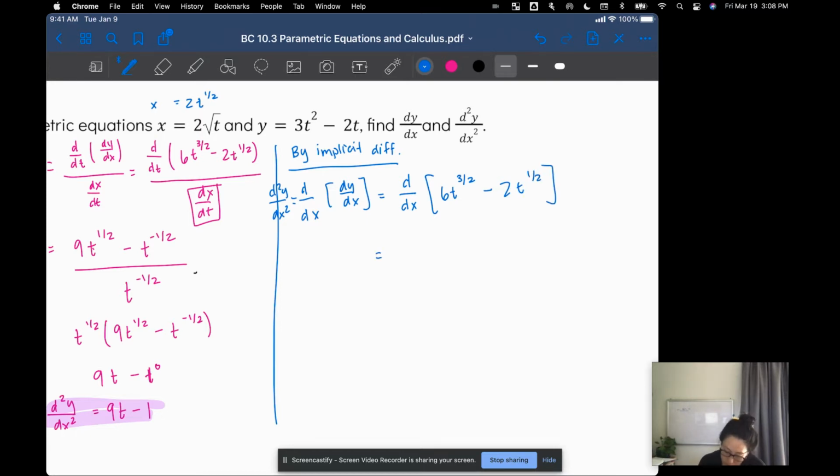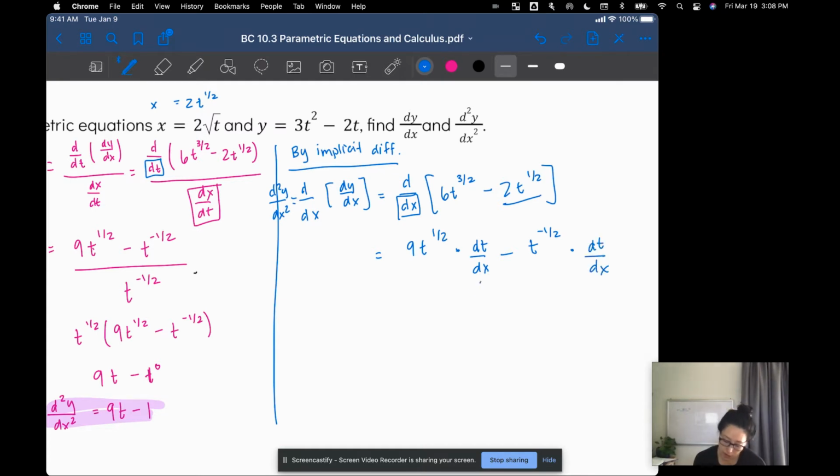So let's take the derivative. I get 9t to the 1/2, but because we're taking the derivative with respect to x and not with respect to t, I need to tack on my chain rule or implicit differentiation factor. So the derivative of t with respect to x would be dt/dx. And then the derivative of negative 2t to the 1/2 is minus t to the negative 1/2. Again, we're taking the derivative of t with respect to x.